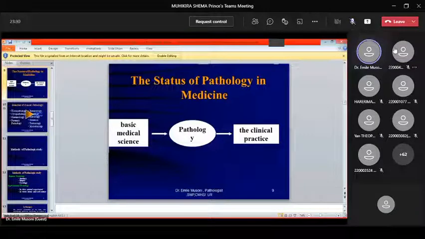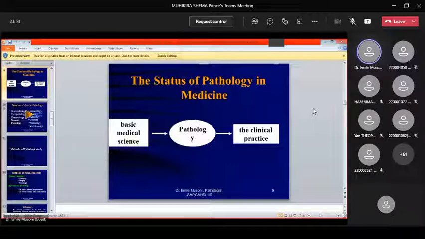Some people think that in pathology you don't need to know clinical features. No. In pathology, you have to know clinical features, because clinical features will help you with the lab diagnosis, to correlate what you see in the lab with the clinical features.